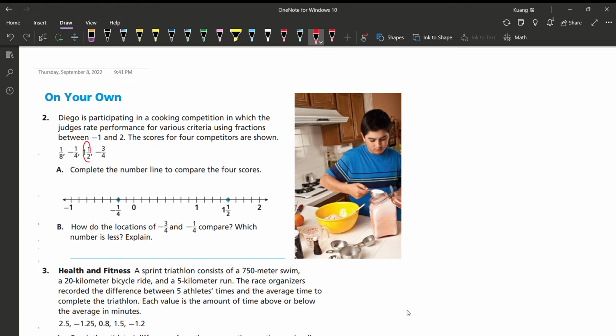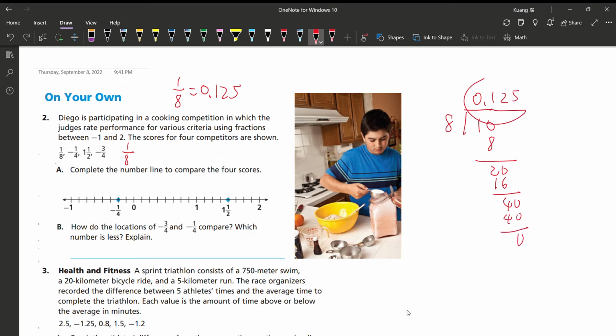So 1 and 1/2 is already done for you, and -1/4 is also already done for you. Now we need to plot 1/8. Actually, 1/8 is 0.125. How can we get that conclusion? Use 1/8: 8 goes into 10 once, with 2 left over, so 20, then 16, leaving 4, so 40, and 5 times 8 is 40. So that equals 0.125.